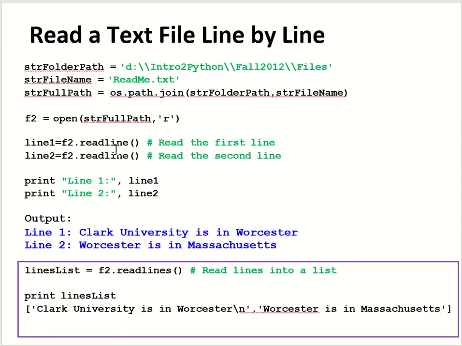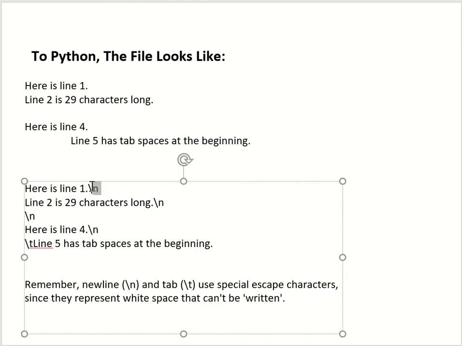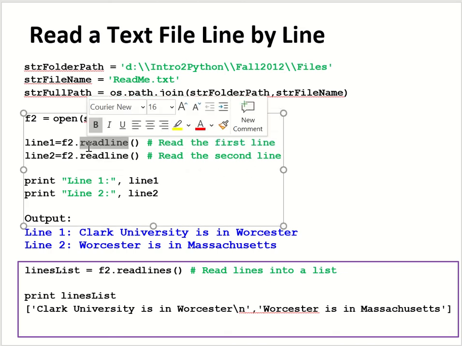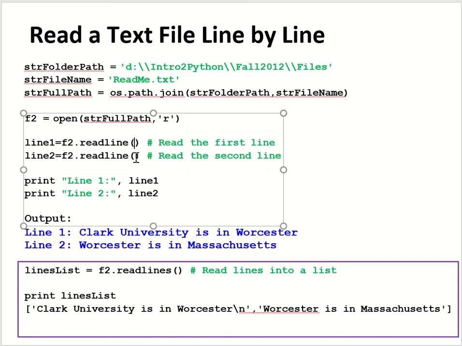So the one other method, kind of similar to the dot read method, is this dot readline method. It simply reads the first line, up until one of those characters, up to and including, I should say. And then the second line can be read if you call readline again. And you don't need to put in a 1 or 2.